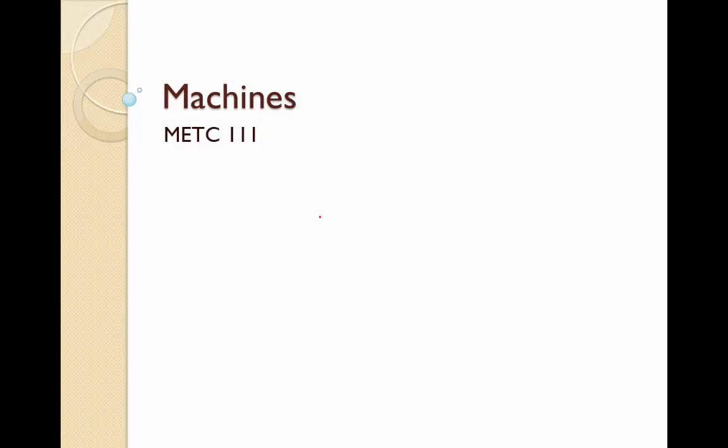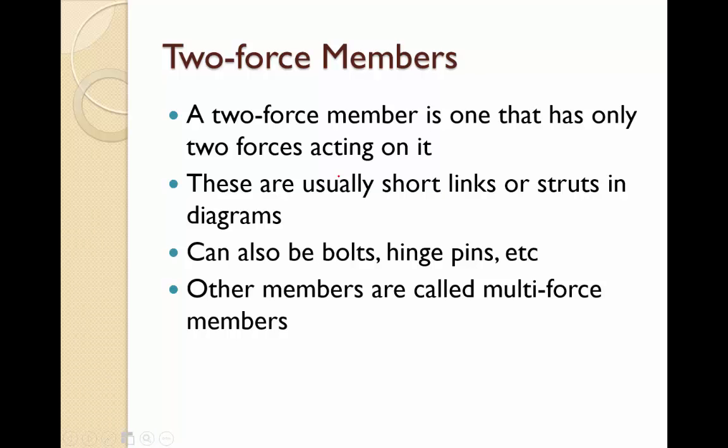When utilizing static equilibrium, we can analyze machines. First of all, let's talk about what a two-force member is. A two-force member is one that has only two forces acting on it. In a machine, these are usually short links or struts. They can also be bolts, hinges, pins, and so on.